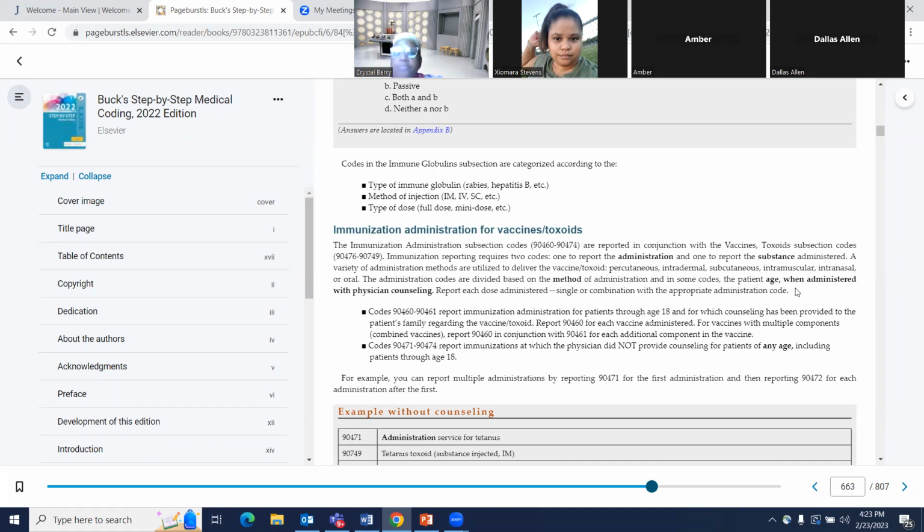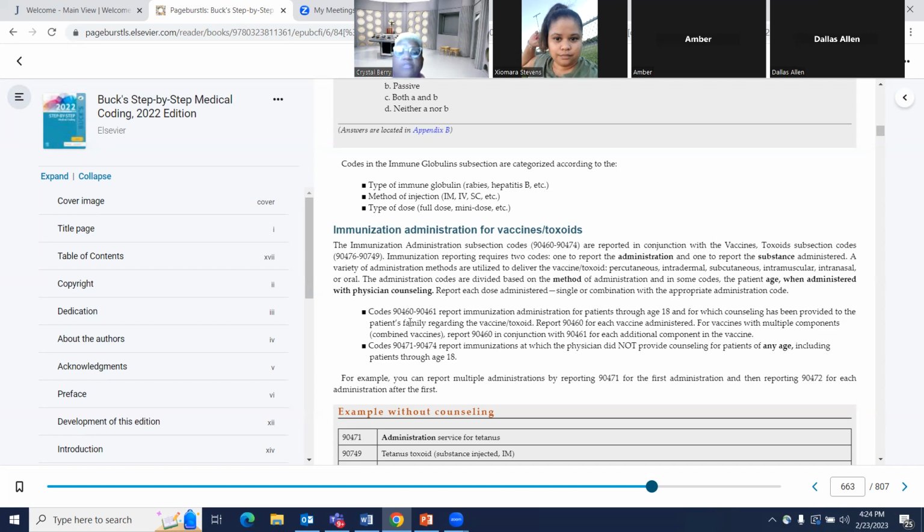That's very important to know. Immunization requires 2 codes, one to report the administration and one to report the substance administered. A variety of administration methods are utilized to deliver the vaccine toxoid: percutaneous, intradermal, subcutaneous, intramuscular, intranasal, or oral. The administration codes are divided based on the method of administration, and in some codes, the patient age when administered with physician counseling. Report each dose administered, single or combination, with the appropriate administration code.